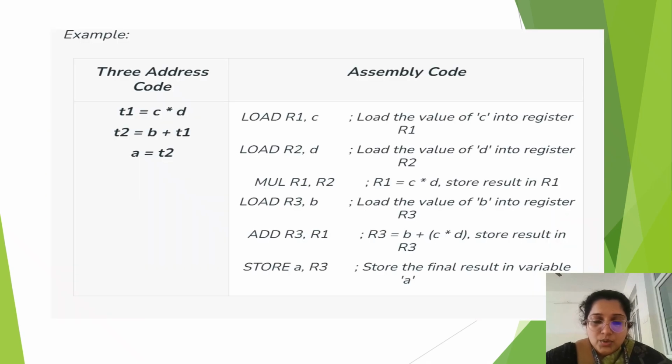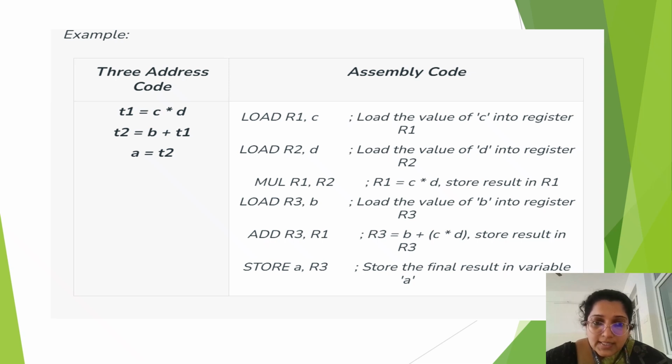Next one is three address code. The address code is something that we generate from the intermediate code generation. Again, we have T1 equal to C into D, T2 equal to B plus T1, A equal to T2. So this thing we are doing in the assembly code, how will it perform? The first one is load R1 into C, so we are loading the C. Next we are loading R2 into D, registering D into the R2 register.